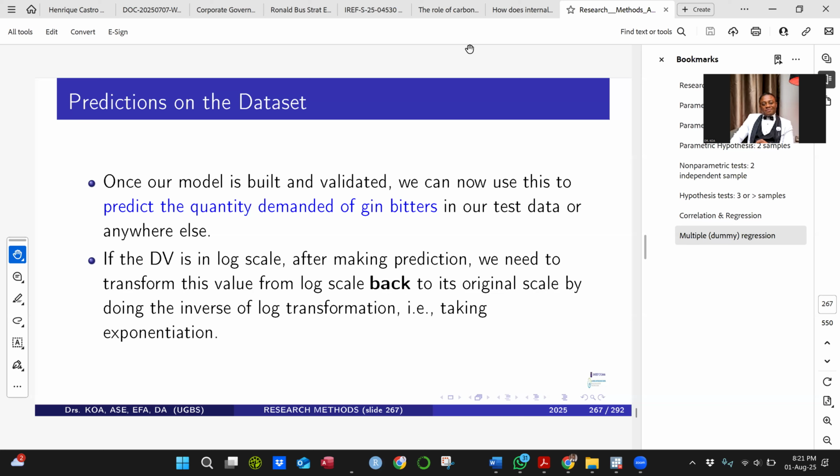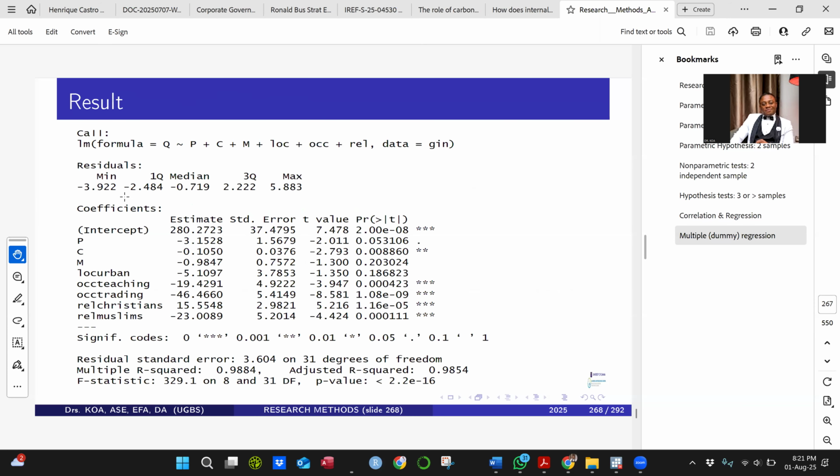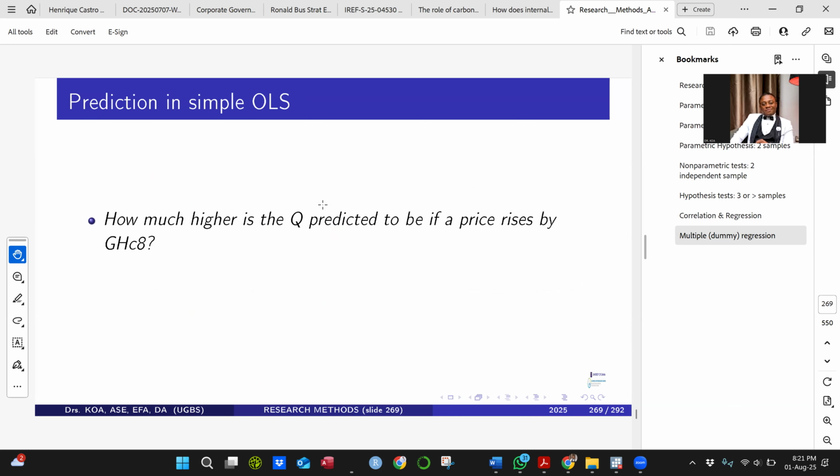We need to transform this value from log scale back to its original form. Sometimes you have to do something we call log transformation, and you have to take the exponentiation. Somebody mentioned that some minutes ago. Don't worry, but these are some of the things you have to take note of when you are doing practical work. Now, we're going to do prediction using what we have here. The same thing, nothing has changed. How do you do it?